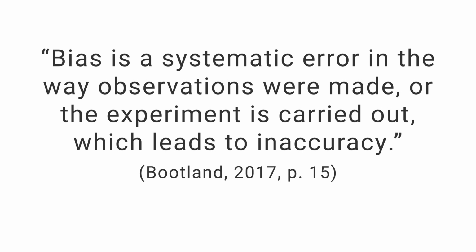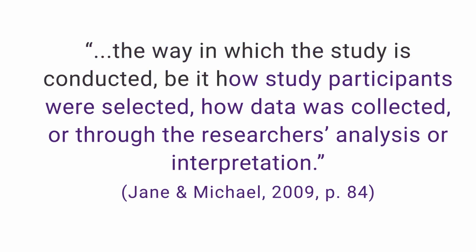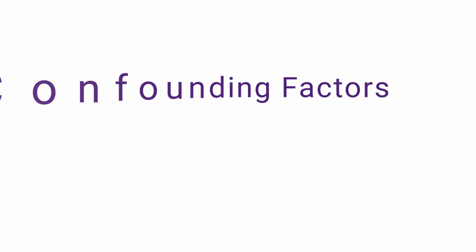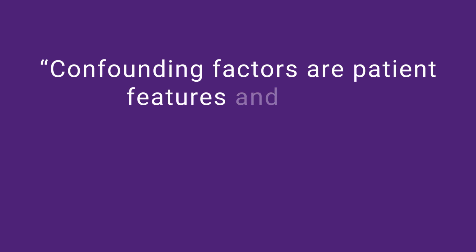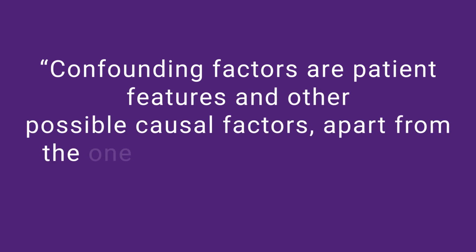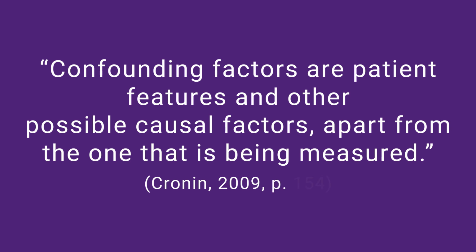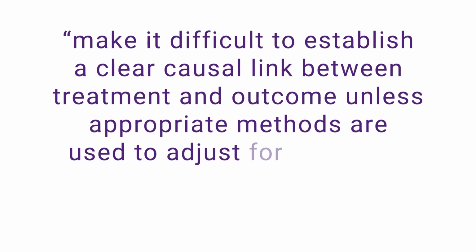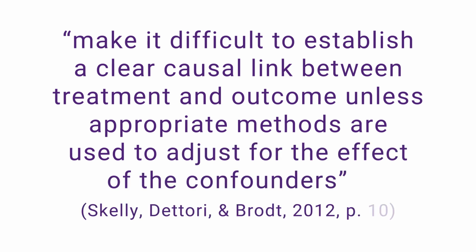Bias can occur in studies in many different ways. It can arise, for example, from the way study participants are defined and selected, how data is collected, or through the researcher's analysis or interpretation. Another form of bias can occur when confounding factors have affected the outcome of the study. Confounding factors are patient features and other possible causal factors apart from the one that is being measured. Their existence can make it difficult to establish a clear causal link between treatment and outcome unless appropriate methods are used to adjust for the effect of the confounders.